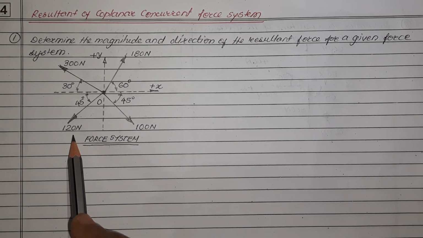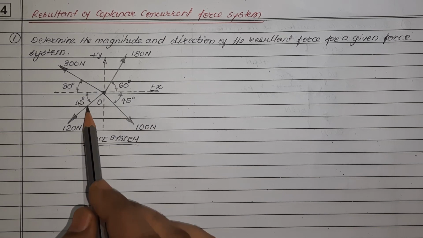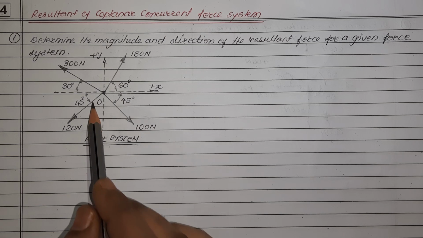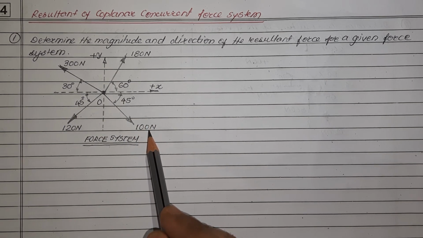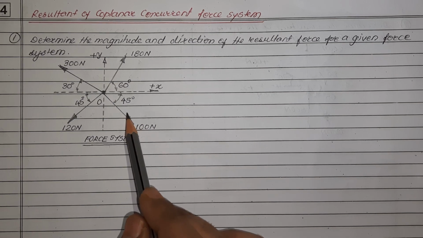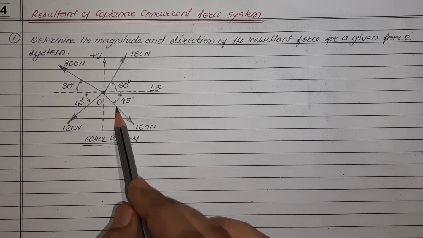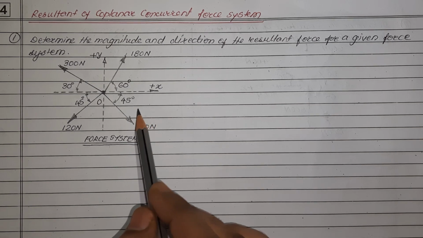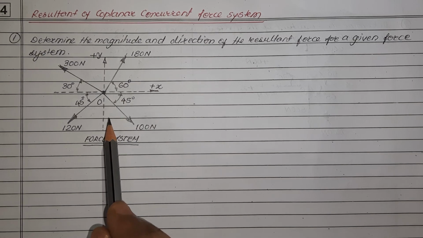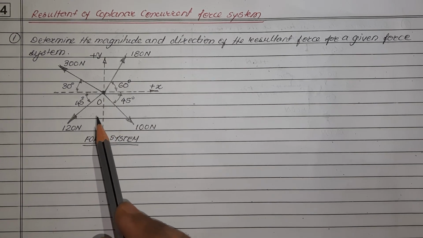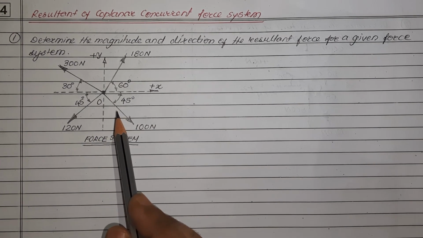For the 120 Newton force, the direction is said to be down to the left. Hence, its y component will be down and its x component will be left. The 100 Newton force is acting down to the right. Hence, the y component will be downward and the x component will be rightward. According to the direction of these components, signs are given to the magnitudes. Let us show these details in the form of a table.